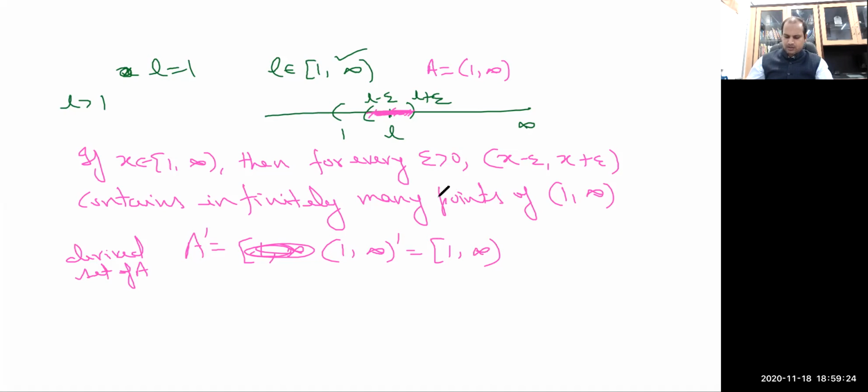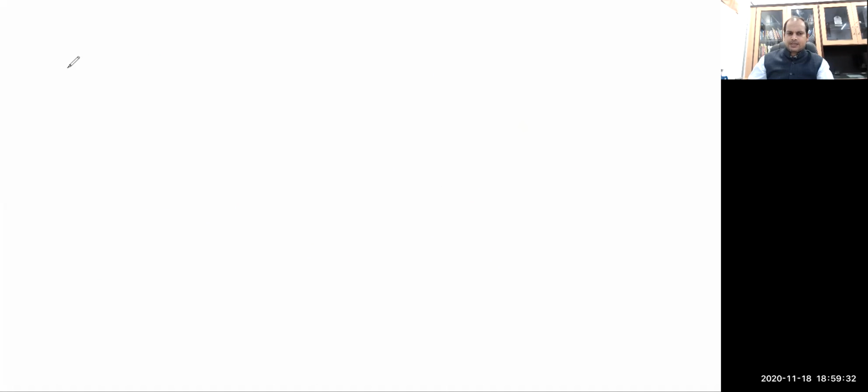Now let us look at some other examples. The second example: what will be the derived set of minus infinity to minus 1? Let me call it B. Just as we did in example 1, one can verify here that its derived set will be minus infinity to minus 1, closed at minus 1.